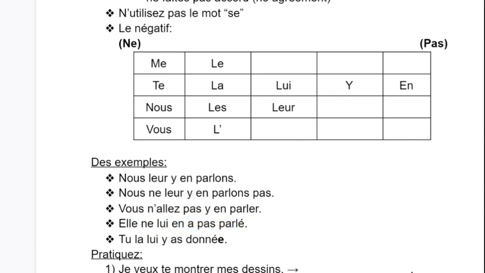Tu la lui y as donné. And in this case, you have another passé composé sentence. And it is not negative in this case, but it's tu la lui y. And then the as is basically the auxiliary here. So they're all going to go before the auxiliary in order, and then donné. And in this case, with donné, there's an agreement made.